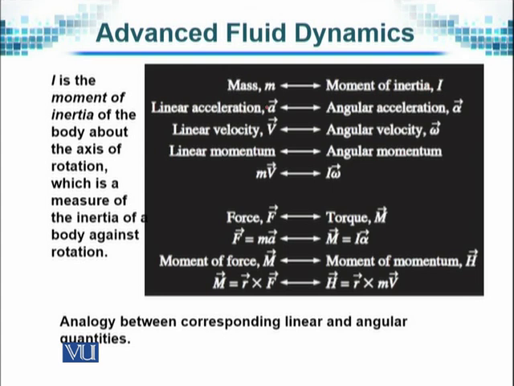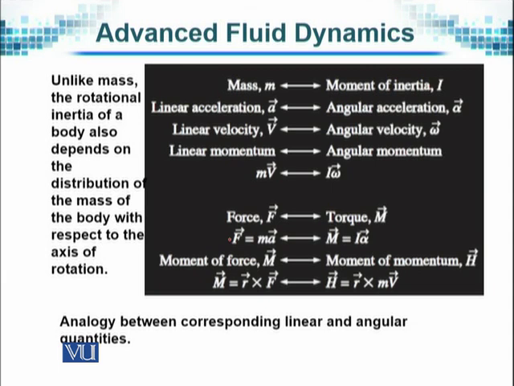Linear acceleration a corresponds to angular acceleration alpha. In the linear motion, if we have v, in angular motion we have omega. To linear momentum there corresponds angular momentum. So if linear momentum is mass into velocity, the angular momentum is inertia into angular velocity, omega. Force F corresponds to torque and is denoted by M. So these are the values that we have for these things.